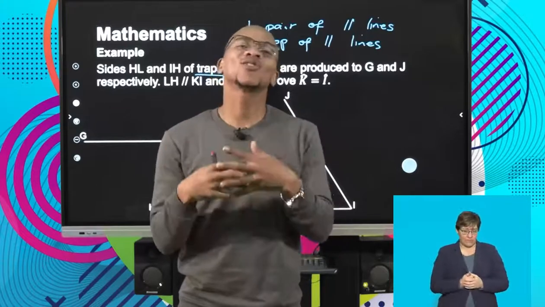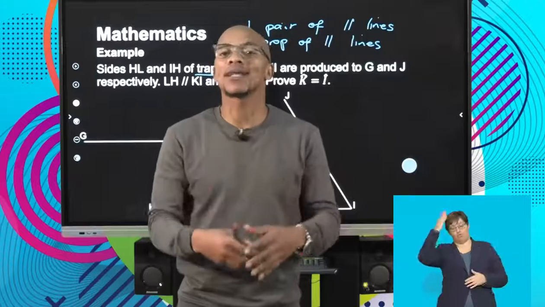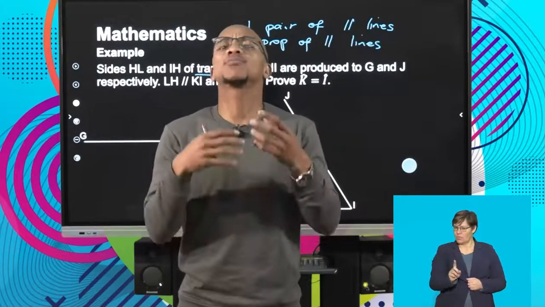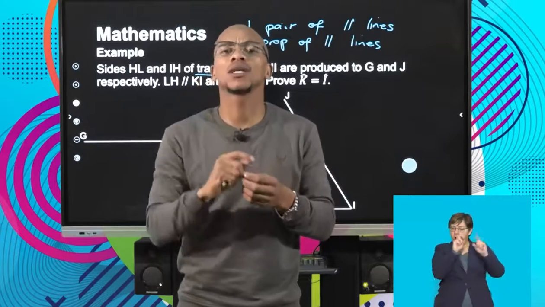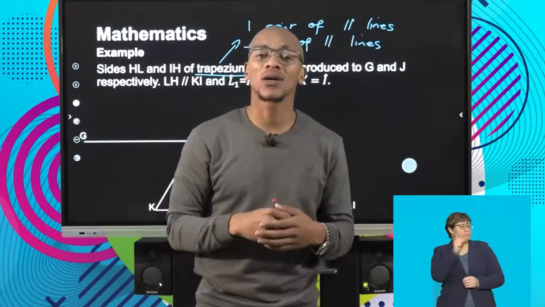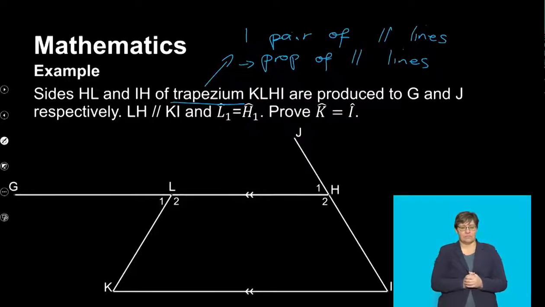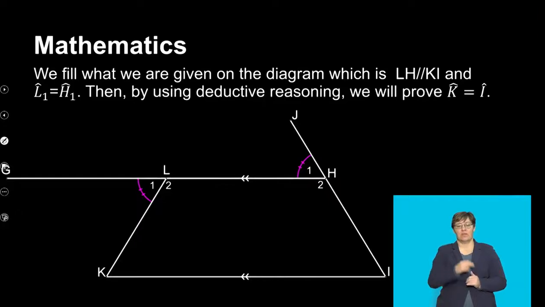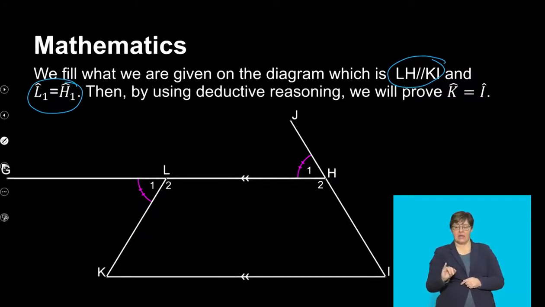It's not that I must already know what all of these are about. No, it is because of the little things that you are being told that you are going to apply here in order to try and solve this. So let's see how we are going to do that. We are told that H1 is equal to L1, and this is something that we are told in the statement. And we are also told that LH is parallel to KI, which is the property of a trapezium.